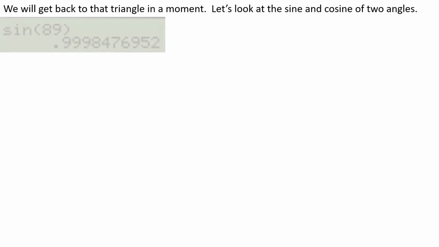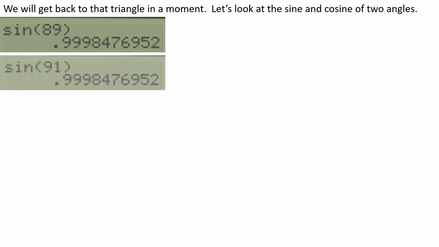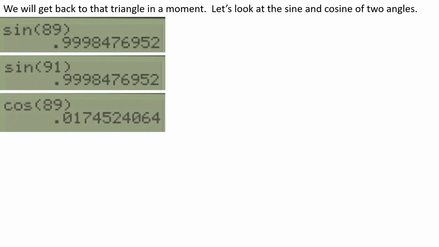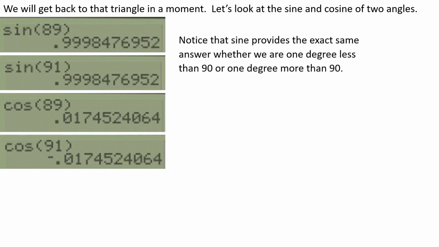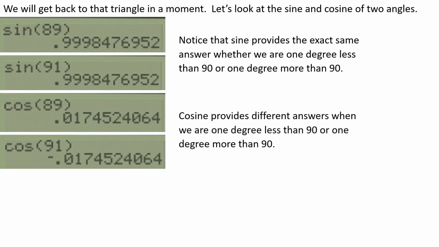All right, let's take a look at the sine of 89 degrees, the sine of 91 degrees, cosine of 89 degrees, cosine of 91 degrees. Notice that if I have the sine function, I get the exact same response if I'm 1 degree more than 90 or 1 degree less than 90. But with cosine, I get different answers if I'm 1 degree less than 90 or 1 degree more than 90. That's the problem with the sine function. The sine function will not recognize if we've gone past 90 degrees.